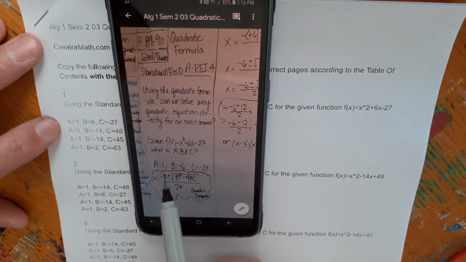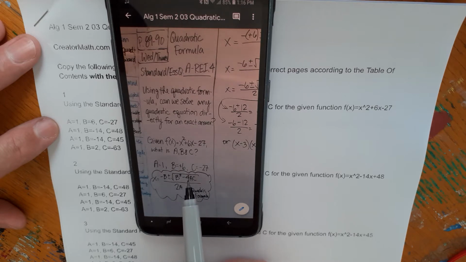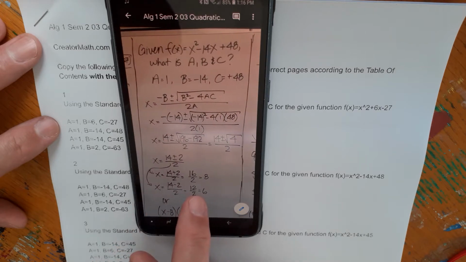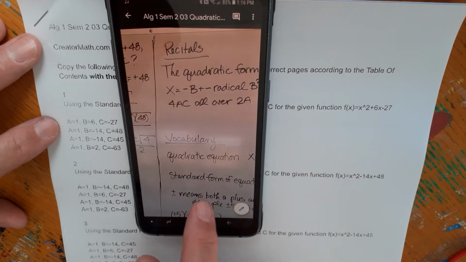You'll see the quadratic formula: x equals negative b plus or minus radical b squared minus 4ac all over 2a. That's the quadratic formula. Here we have a equal to, b equal to, c equal to for a quadratic that we are finding the roots for. Here is a sample of filling out the quadratic equation and a couple samples and some vocabulary.